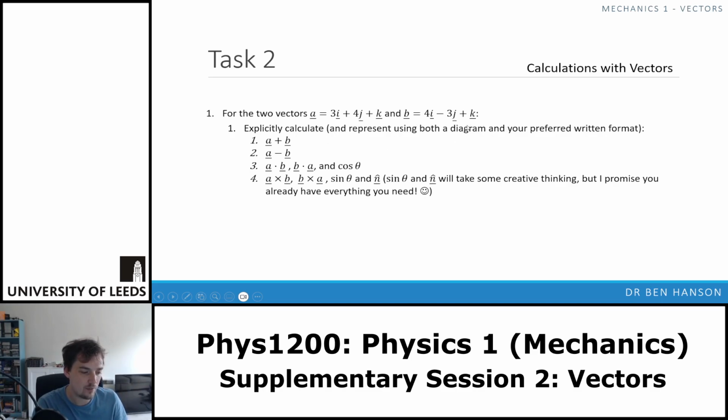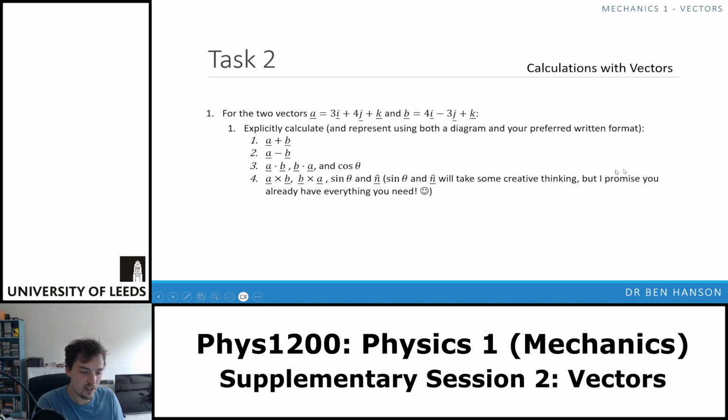Explicitly calculate and represent using both a diagram and your preferred written format, A plus B. So we've seen a diagram for that. A minus B, that's going to be an important one for electromagnetism, so really concentrate on what A minus B is. Draw it on a diagram. A dot B, B dot A, and cos theta. They're not vectors, so you can't really write them on a diagram, but calculate them. Calculate these angles. A cross B, B cross A, you can do on a diagram, so put those on a diagram. Sine theta and n hat, the unit vector corresponding to A cross B and B cross A.